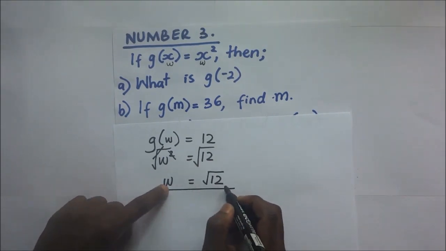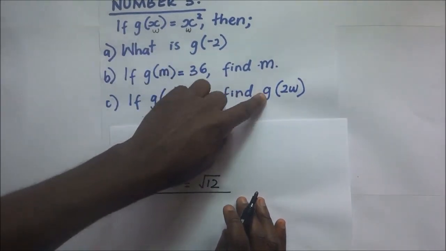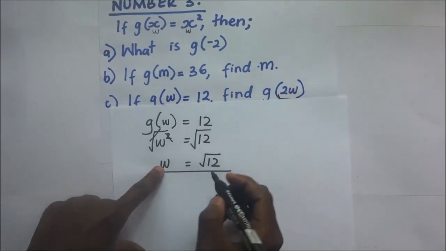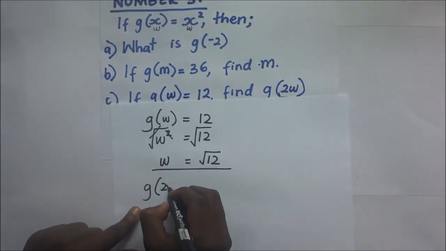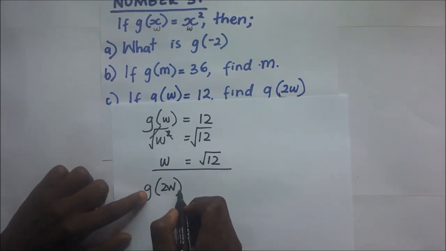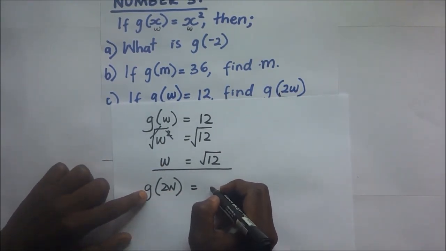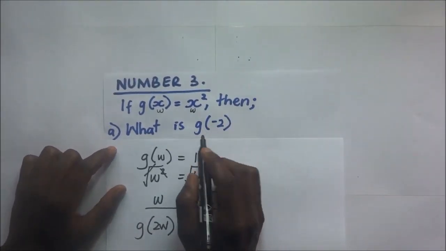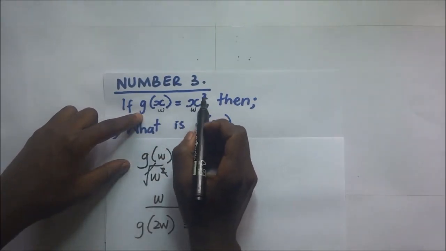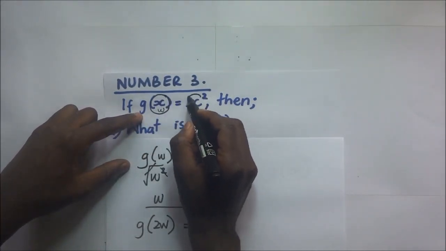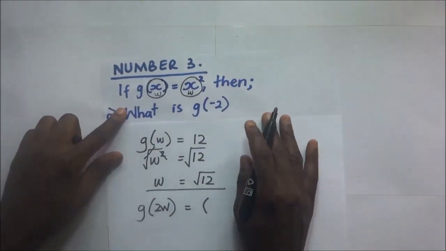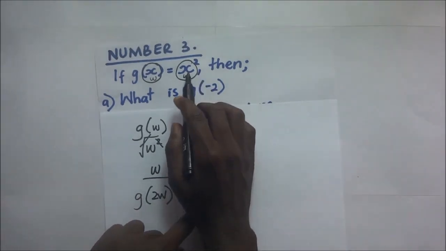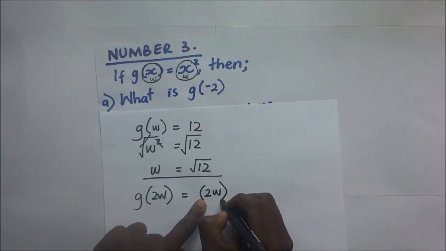Now we have the value of w, but the question requires us to find g of 2w. So we go ahead and substitute that. What is g of 2w? Remember from our initial expression, g of x is equal to x squared. What is in the brackets takes up the place of x in the expression. Here what is in the brackets is 2w, so that is exactly what is going to take up the place of x, which becomes 2w squared.